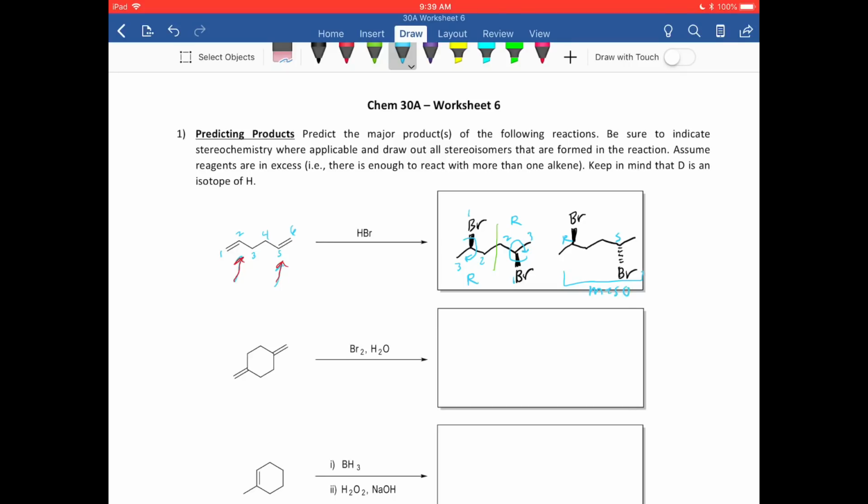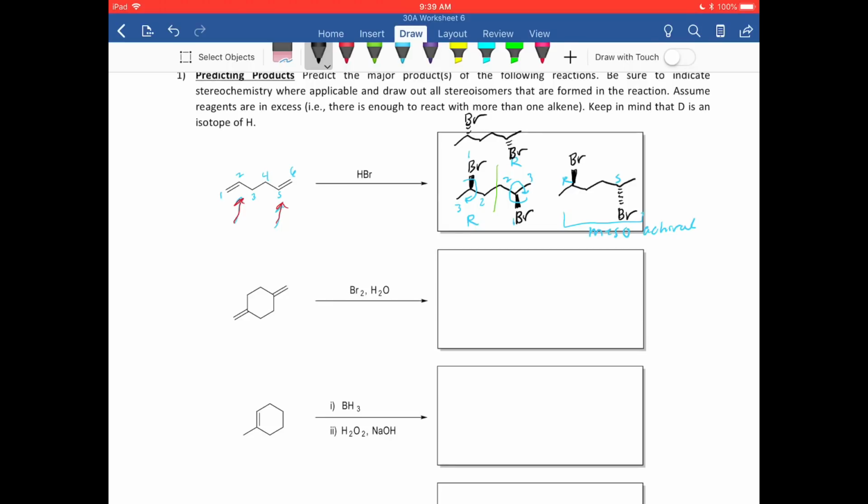And what that means is we don't have an enantiomer to draw for it, because this one is achiral. If we were to draw the enantiomer, we'd find that it would be a superimposable mirror image instead of a non-superimposable mirror image. So we do need to draw the enantiomer of the first one. And now we have our three products that form in this reaction.